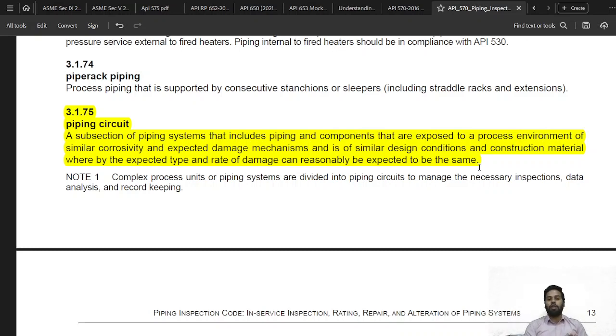So a piping circuit is a subsection of a piping system that includes piping and components that are exposed to process environments of similar corrosivity and expected damage mechanism, and is of similar design condition and construction material, whereby the expected type and rate of damage can reasonably be expected to be the same. So if everything is the same, then we can assume that the damage conditions would also be the same. That will be piping circuitization.